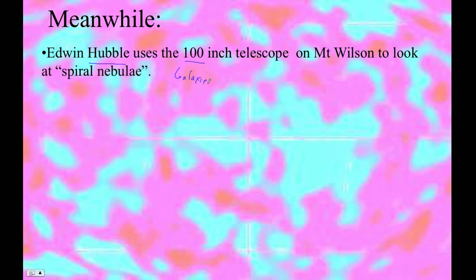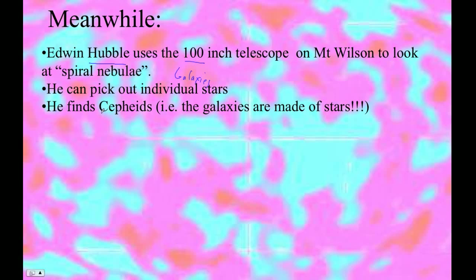Now, an interesting story there is that he brought these film plates to Lowell, I believe, and he's looking there, and he can pick out individual stars. He even finds Cepheid stars. These are those variable stars whose brightness can be determined by the period of their variability. So if you can find a Cepheid variable, you can determine its absolute magnitude, and then using the absolute magnitude and apparent magnitude, you can find the distance to the star.